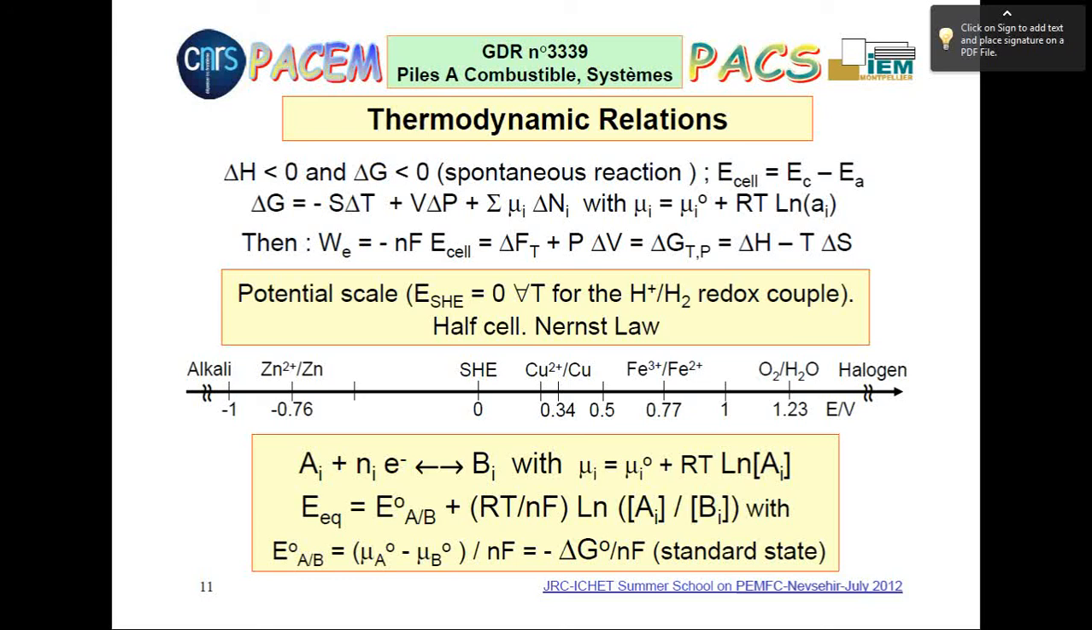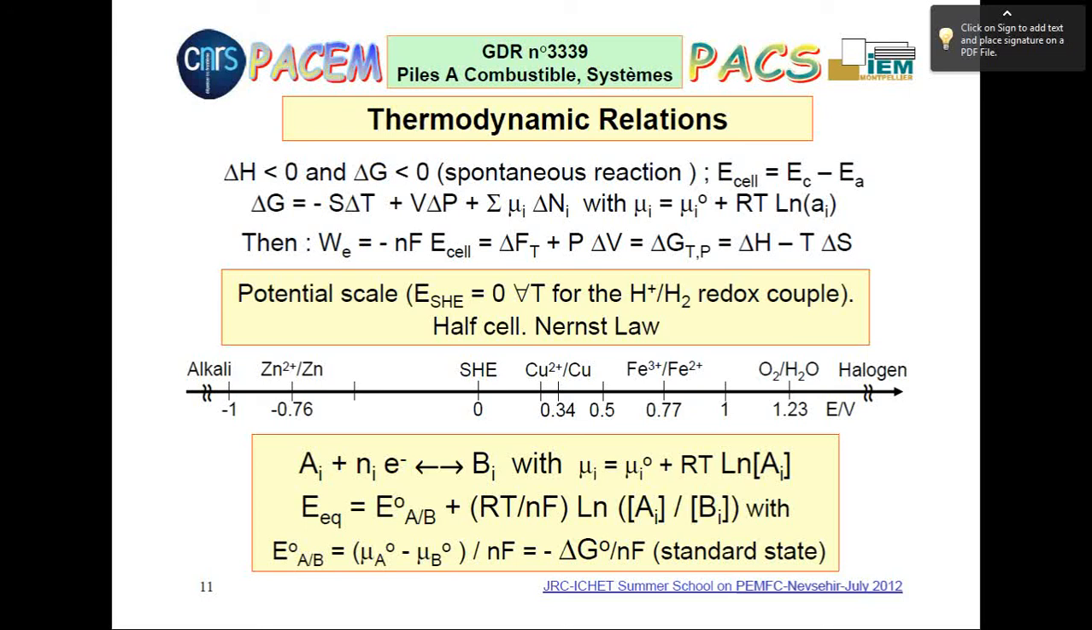The Nernst law is very easy. You have the standard potential under standard state, which is related to the standard Gibbs variation, plus RT over nF, logarithm of the ratio of the activity, meaning the concentration, of the oxidized species versus the reduced species. So that's the general Nernst law, which applies at equilibrium. It means there is no current in the cell. It is complete equilibrium, and it is at the standard position.